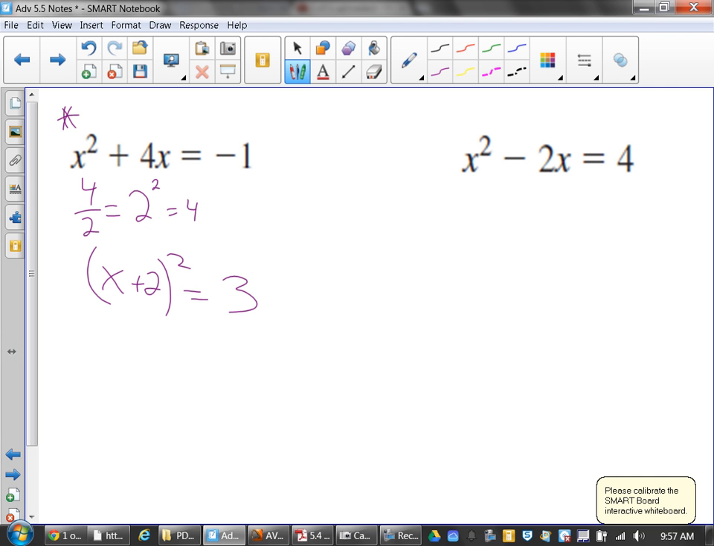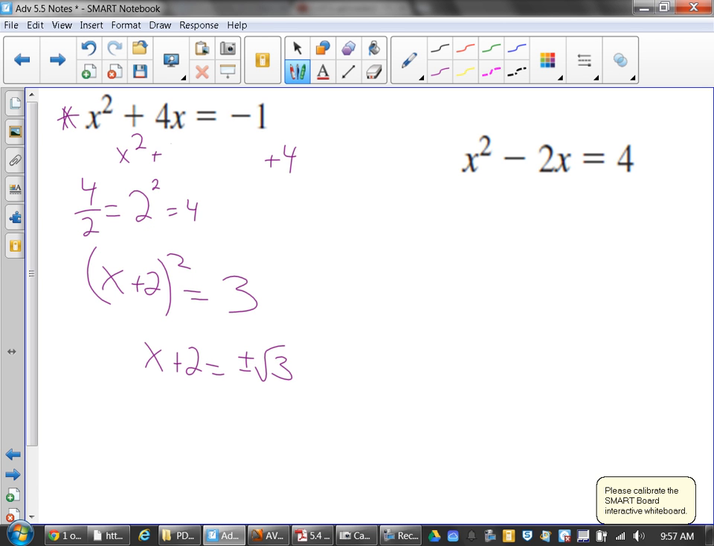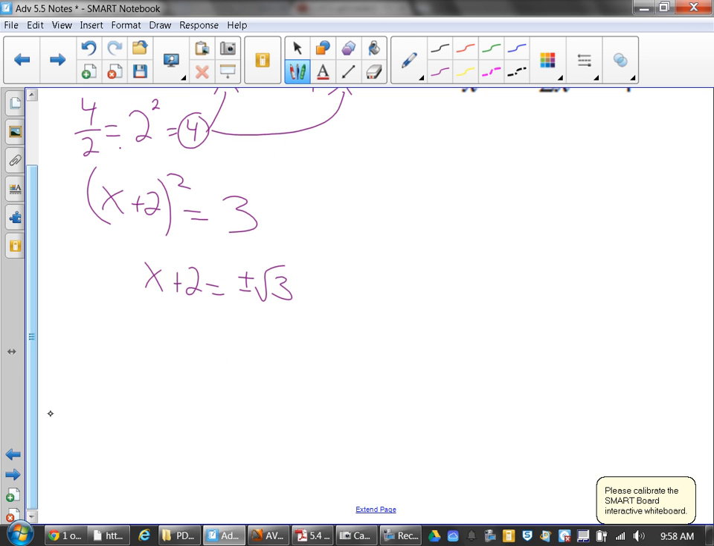You get 3 then on the other side. So x plus 2 equals plus or minus root 3. What I did here is we have x squared plus 4x blank equals negative 1. We took half of b, which was 2, squared it, and we add that 4 to both sides. That's where I got the 3.